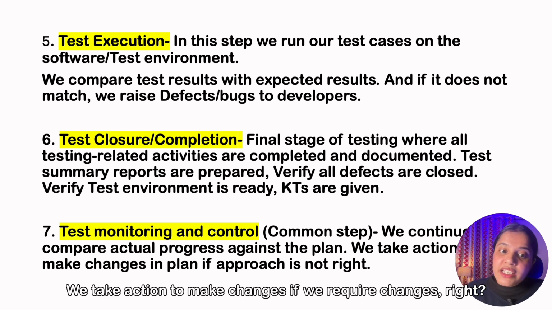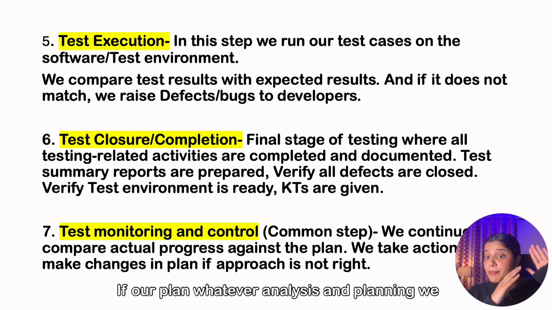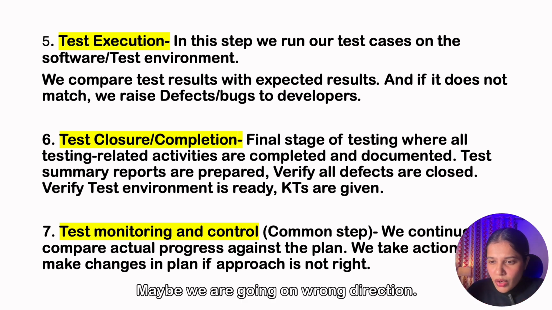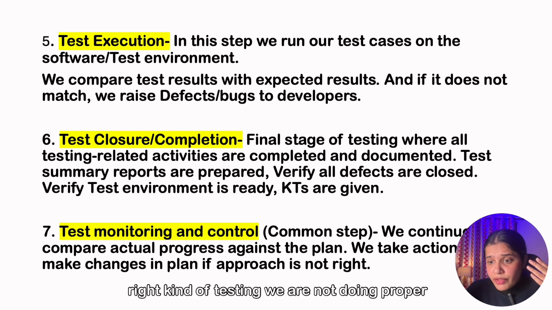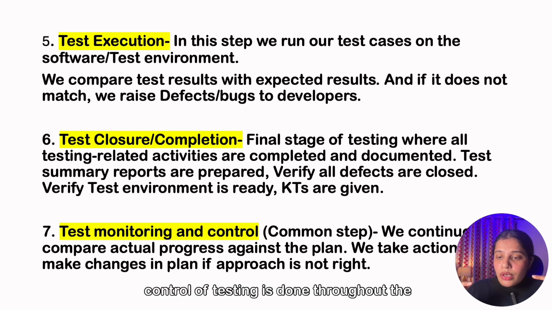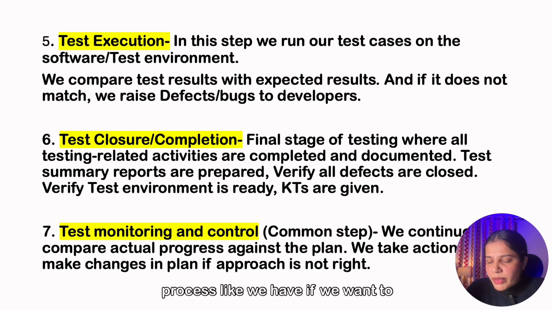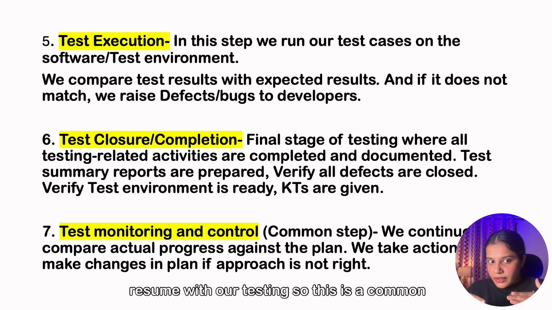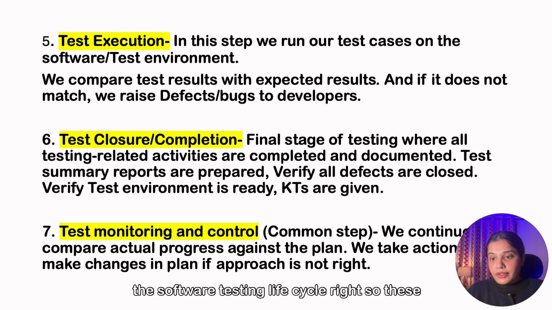We take action to make changes if we require changes, right? If the analysis and planning we did in the starting is not working out for us, maybe we are going in the wrong direction, we have not selected the right kind of testing, we are not doing proper testing. So this monitoring and control of testing is done throughout the process. If we want to make some changes, we can stop testing, make the changes, and then resume our testing. So this is a common step. This will be done throughout the software testing life cycle, right?